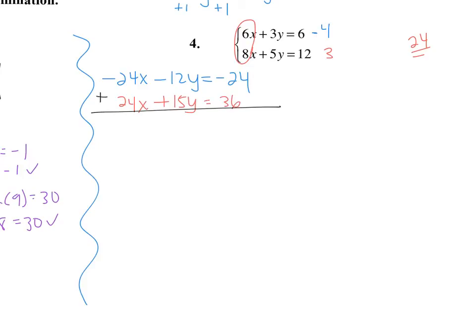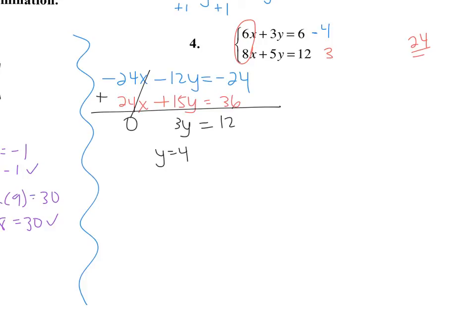Now I want to add. I'm going to notice those x's cancel out, which is exactly what I wanted to do. I wanted to eliminate the x's. Now 15y and negative 12y is going to give me positive 3y equals 12. If I divide by 3, I get y equals 4.